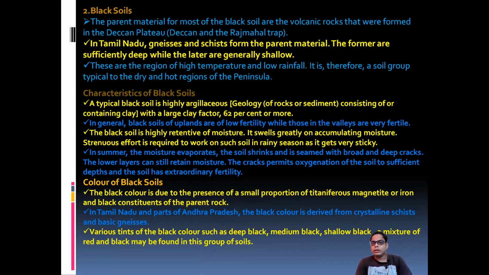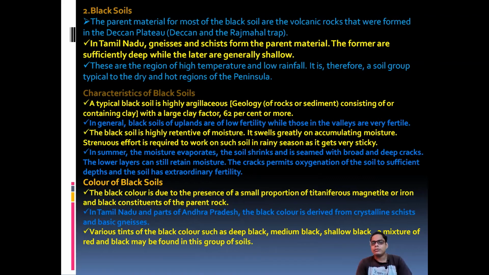In Tamil Nadu, gneiss and schist form the parent material; the former soils are sufficiently deep, while the latter are generally shallow. So we have to understand this. Third thing, these are regions of high temperature and low rainfall, and it is therefore a soil group typical of the dry, hot regions.